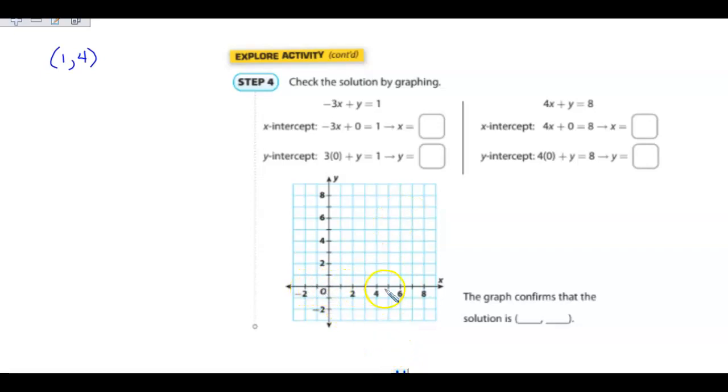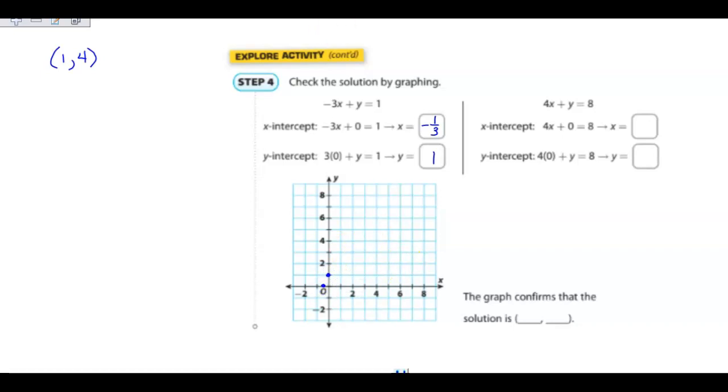So remember, if it's an x-intercept, y is always going to be 0. So let's replace y with 0, and I get negative 3x equals 1. I would divide both sides by negative 3, so x would equal negative 1/3. For my y-intercept, my x is always 0. So in this case, I'm going to substitute 0 for x, and so 0 plus y equals 1, so y equals 1. So my y-intercept is here, my x-intercept is here.